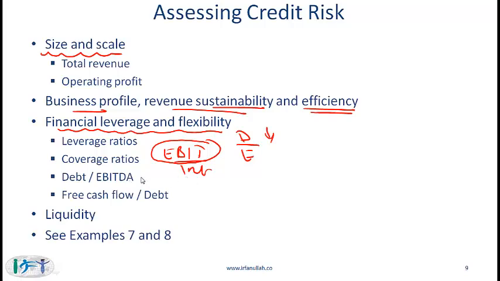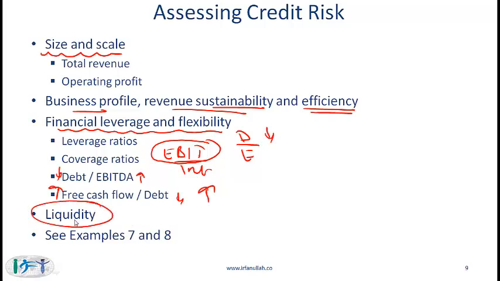Debt over EBITDA, you want debt to be relatively low, and EBITDA, which is a proxy for cash flows, should ideally be high. If this ratio is low, that's a good thing. Free cash flow to debt, you want free cash flow to be relatively high and debt to be relatively low. So if this ratio is high, that is good. By good, we mean low credit risk.